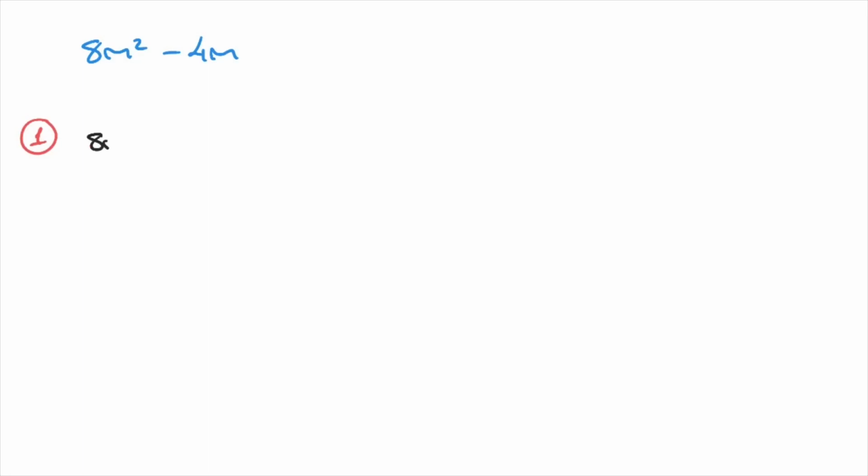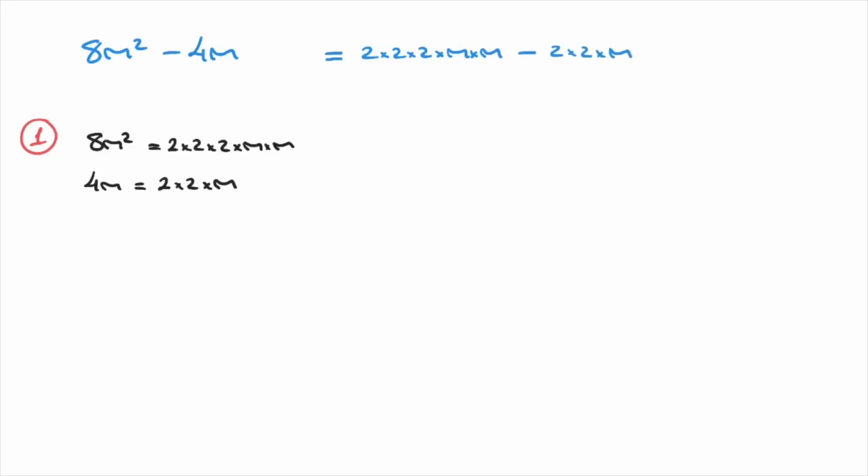Well, 8m squared, that's equal to 2 times 2 times 2 times m times m. And 4m equals 2 times 2 times m. So at this stage, we can write that this expression equals 2 times 2 times 2 times m times m minus 2 times 2 times m. And that's our first step done.